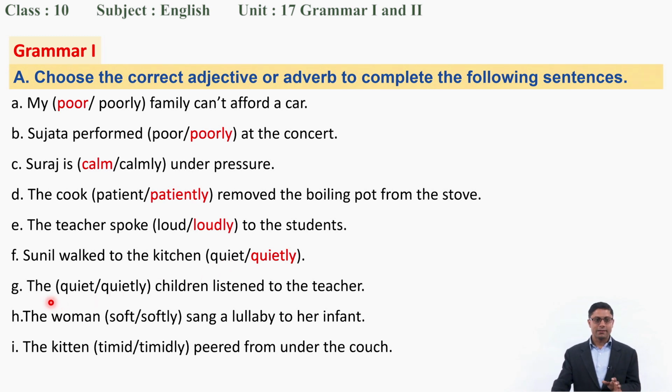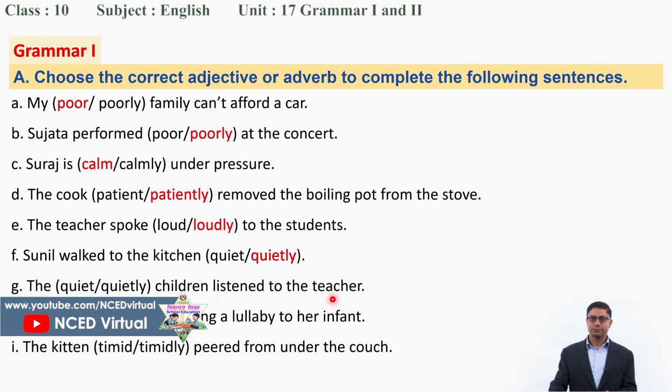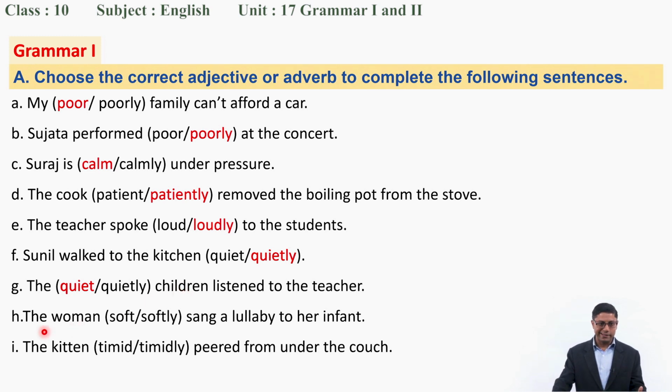Now, G. The quietly children listen to the teacher. Okay. The quiet children or the quietly children? What do we say? Exactly. We say the quiet children. So the word quiet modifies children here. It talks about children.